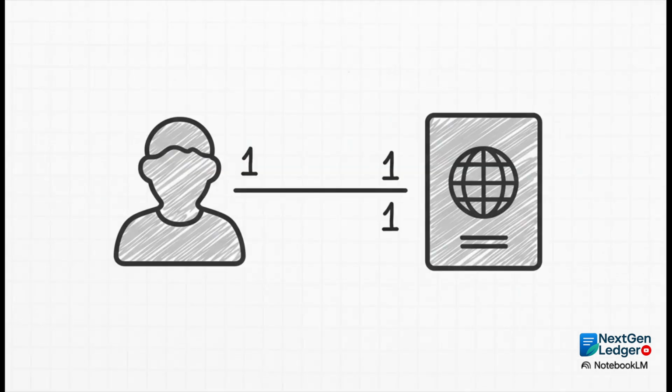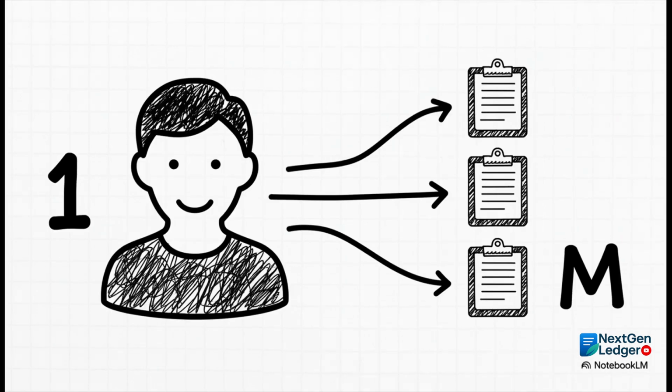The simplest kind of connection is a one-to-one relationship. Think about it. One person can have exactly one passport, and that passport belongs to only that one person. It's a direct, exclusive link, nice and simple. What's way more common, though, is one-to-many. One single customer can, over time, place many, many different orders, but each of those individual orders belongs to only that one customer. You see this pattern everywhere in data.